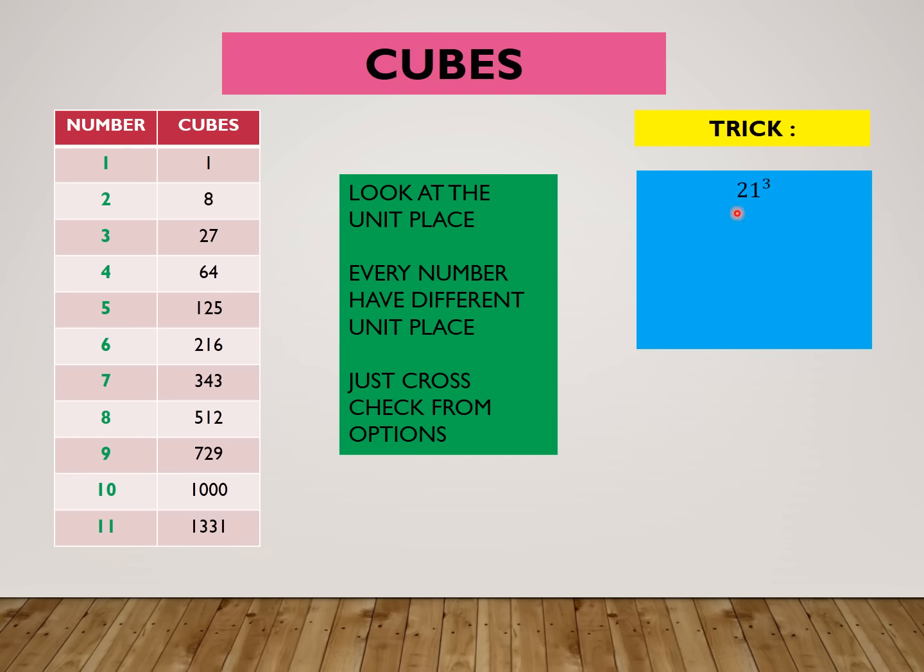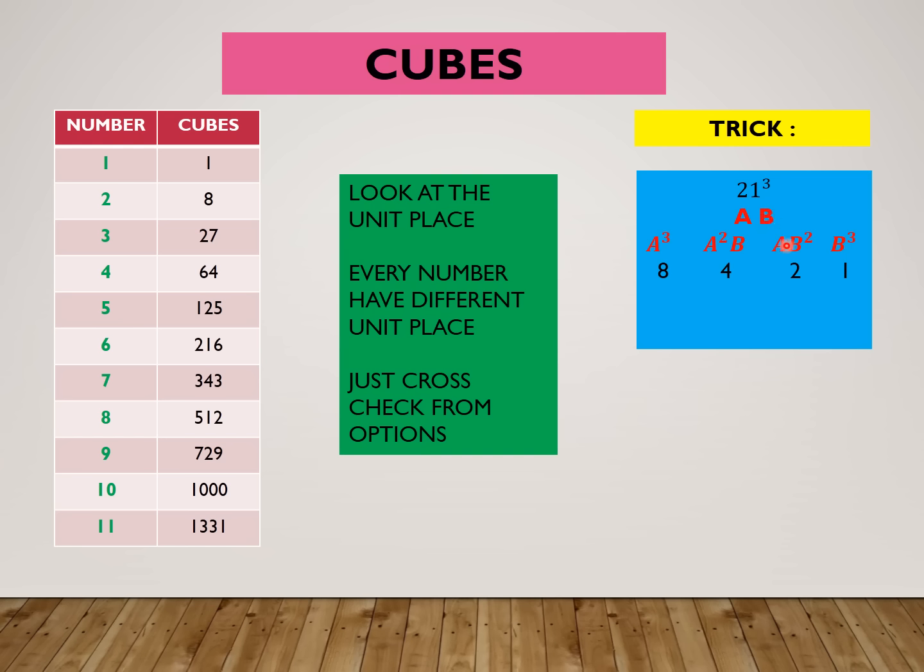So 21 cube: what we have to do is first find a cube. 2 cube is equal to 2 twos are 4, 4 twos are 8. Then we have to write a square b, that is 2 square into 1, which will be equal to 2 to the 4 into 1, equal to 4. Then a into b square, that is 2 into 1 square, that is 2 into 1, equal to 2, and then b cube, that is 1.